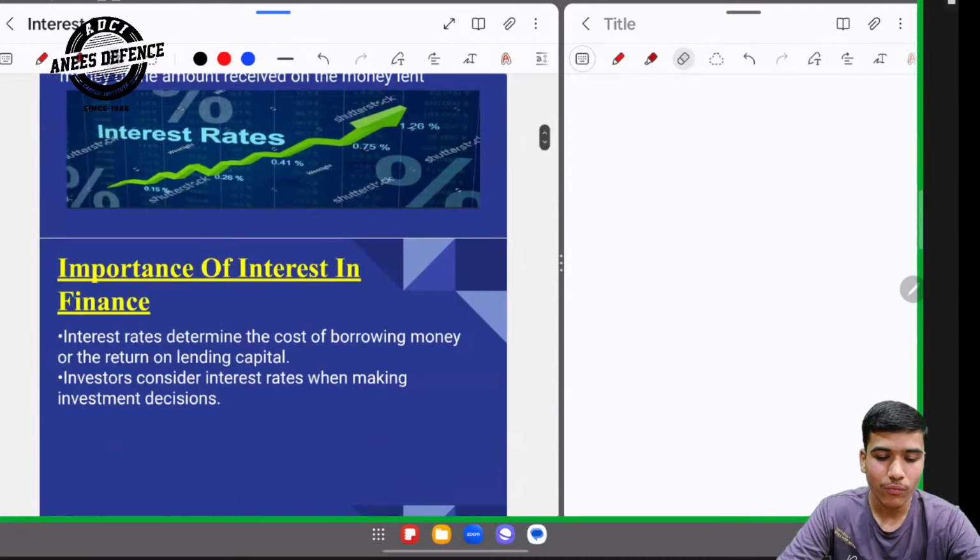So let us discuss the importance of interest in finance. Interest rates determine the cost of borrowing money or the return on lending capital. Investors consider interest rates when making investment decisions.